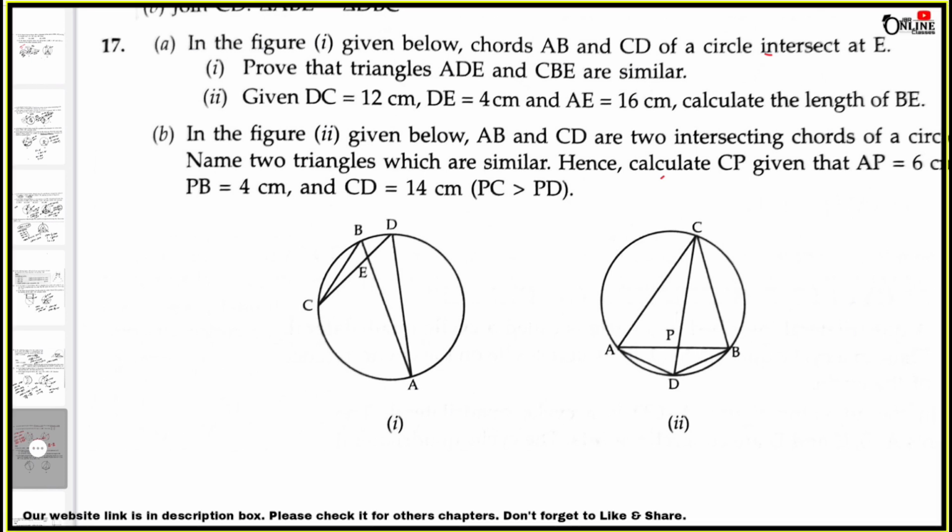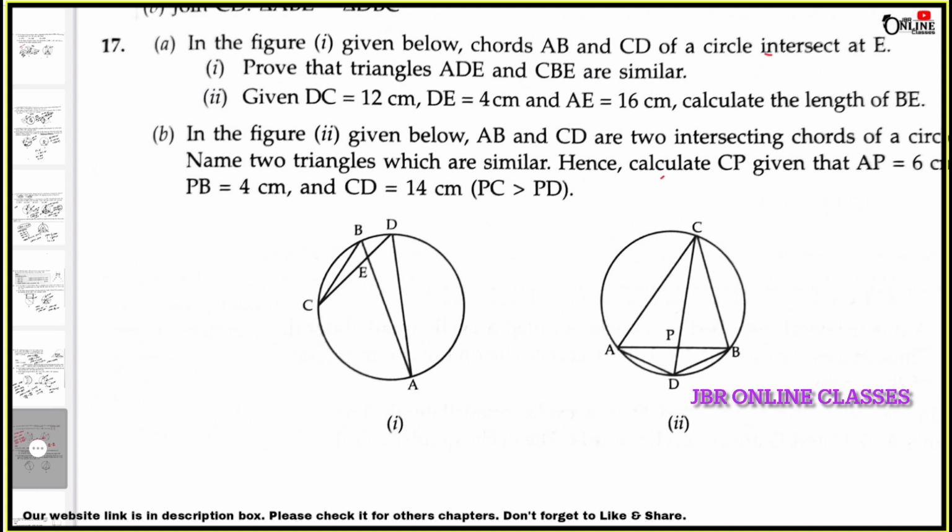Now next one, sum number 17. In sum number 17, again two problems are there. Number one, in the figure given below, chords AB and CD of a circle intersect at E. Clear? Prove that triangles ADE and CBE are similar. Okay, so here you have to prove that triangles ADE and CBE are similar.